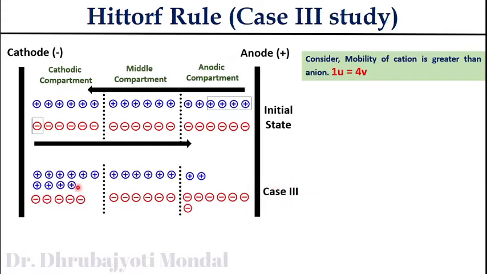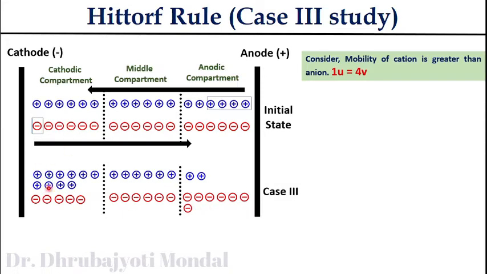In the final state, you consider our case 3. In case 3, the 4 cations go from this side in this direction. That's why the total number of cations is 6 plus 4, 10. One anion goes to the anodic compartment, so the anion concentration decreases in the cathodic compartment, and the total number of anions there is 5. Here the anion concentration increases, so the extra anions in the anodic compartment are 7 minus 2, which is 5.